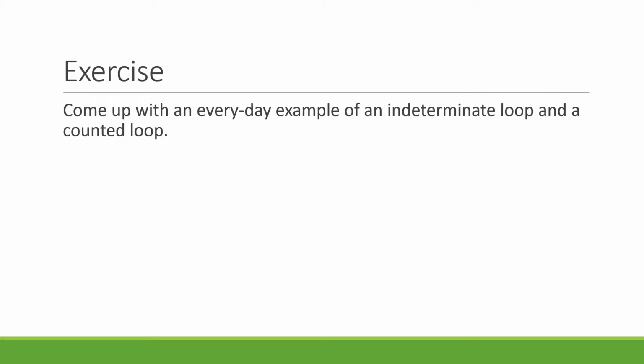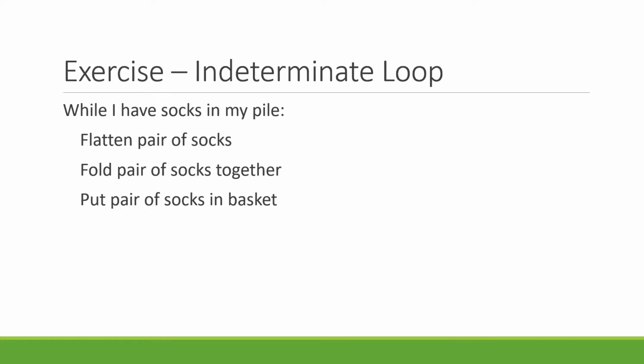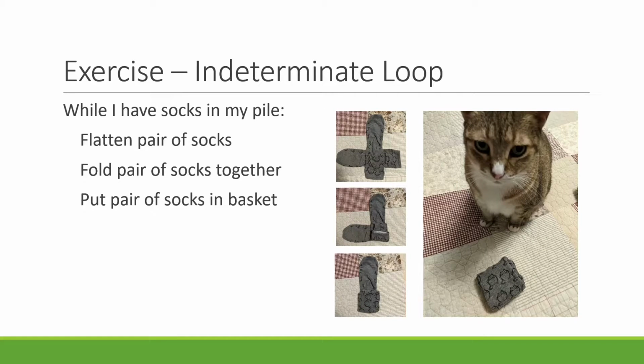So hopefully you had a chance to give that a try. Here's what I did. For my indeterminate loop, I chose folding socks. Yes, I fold my socks. I know that's weird, but I have a lot of socks with cat patterns on them, so I like to fold them and then line them up in the drawer so they're easy to see, so I know exactly which sock is which, and it's easy for me to pick a pair of socks out.